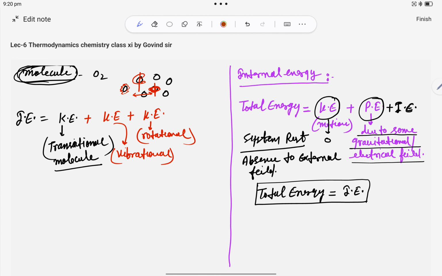It is not enough. Then it also has potential energy. How does it have potential energy, sir?